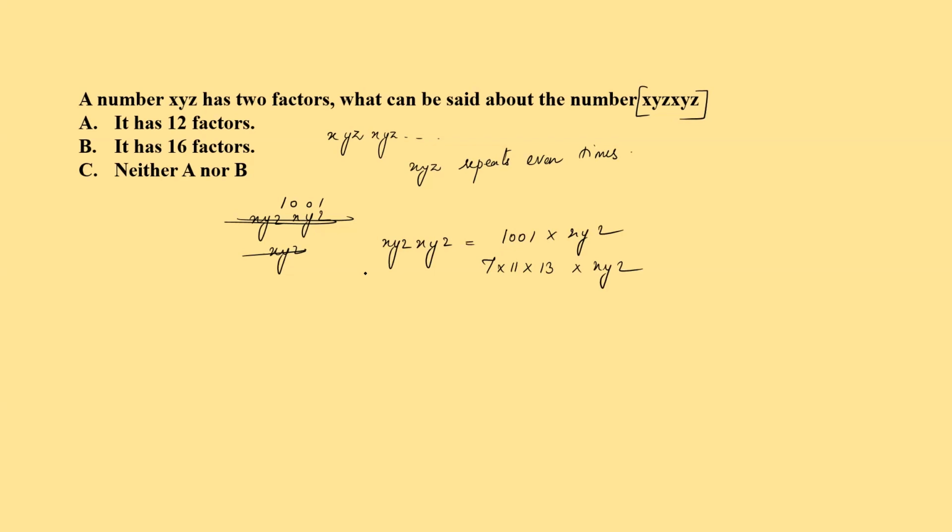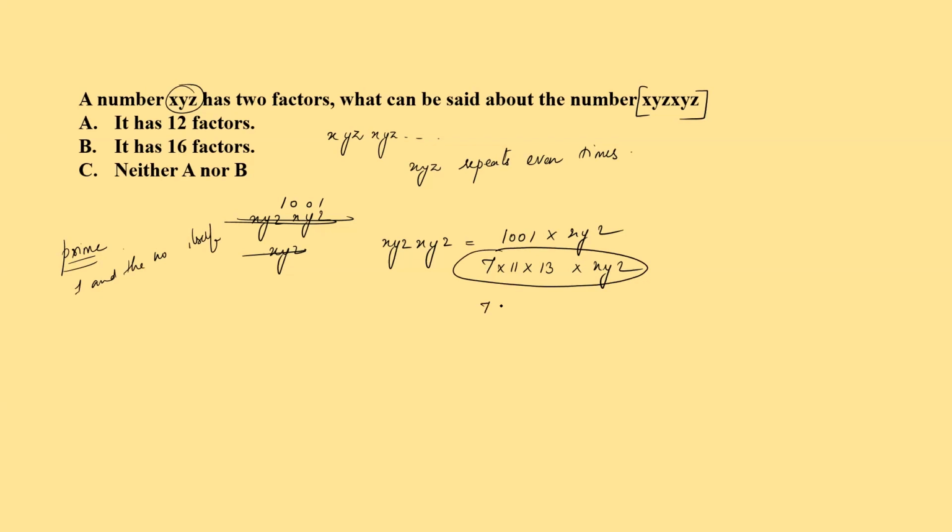Now let us see the additional information that is given based on this number. They have said the number XYZ has two factors. So what kind of a number will have only two factors? Exactly. A prime number will have only two factors, 1 and the number itself. So this is the prime factorization of the number.